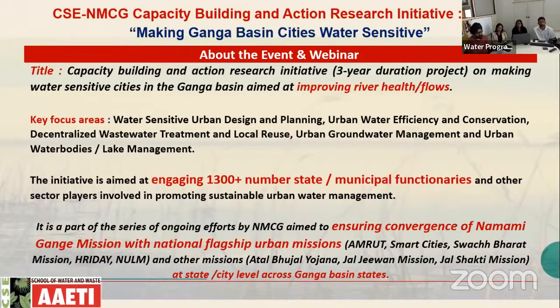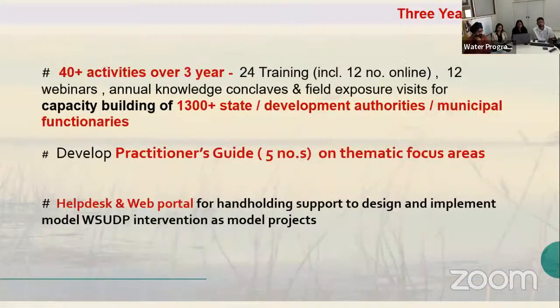The initiative is aimed at engaging 1,300 plus member state municipal functionaries and other sector players involved in promoting sustainable urban water management. It is part of a series of ongoing efforts by NMCG aimed at ensuring convergence of the Namami Gange mission with national flagship urban missions like AMRUT, Smart Cities, Swachh Bharat Mission, HRIDAY, NULM, and other missions. The activities proposed in the 3-year plan are 40 plus activities over 3 years, including 24 trainings, webinars, conclaves, field exposure visits, capacity building of 300 plus state development authorities and municipal functionaries, developing practitioners' guides on all the thematic focus areas, and developing a help desk and web portal for hand-holding support to design and implement model SUTP interventions.